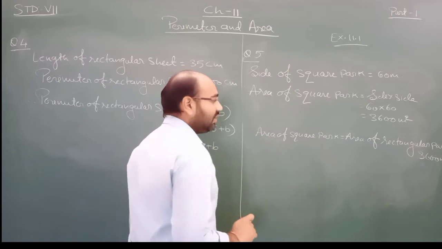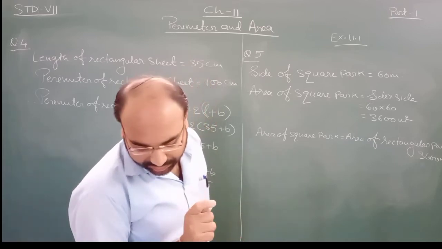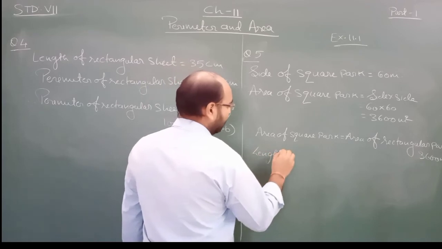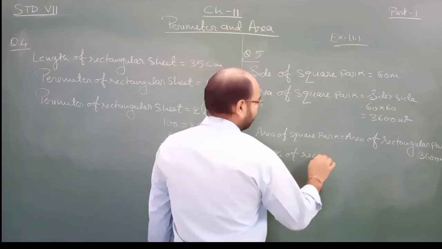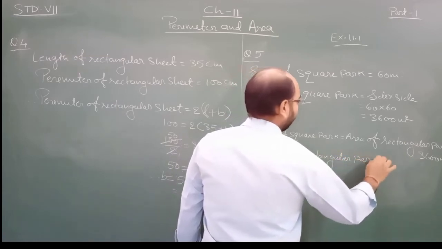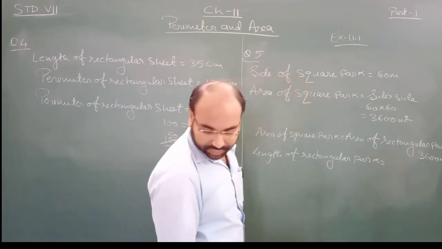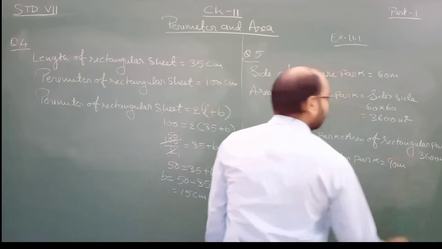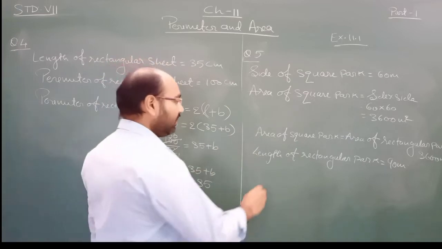सो देयरफॉर व्हाट वी कैन नाउ, व्हाट इज बीइंग गिवन, द लेंथ इज बीइंग गिवन। सो लेंथ ऑफ रेक्टेंगुलर पार्क that is given as 90 meter. So again the half part you have to do it.